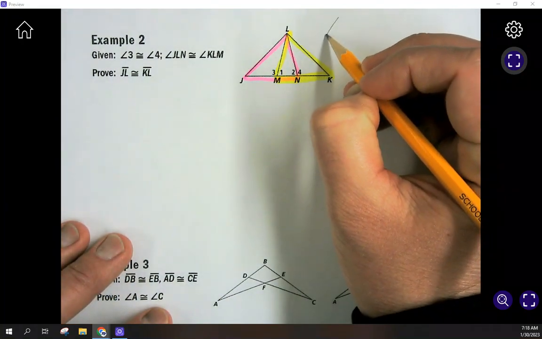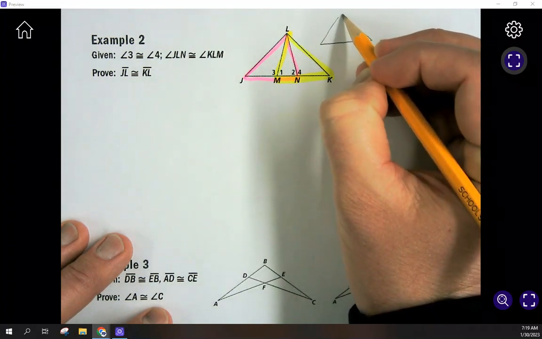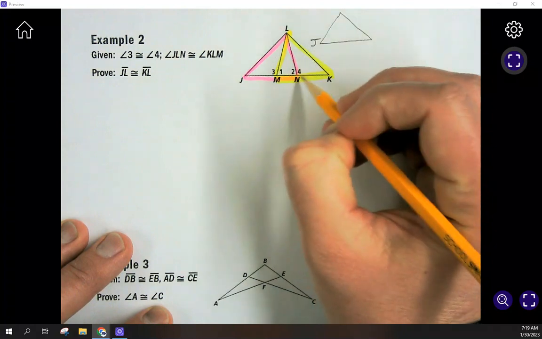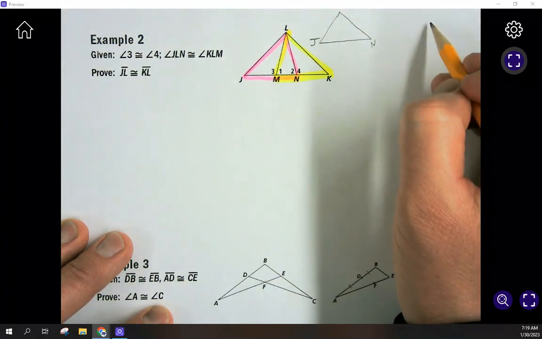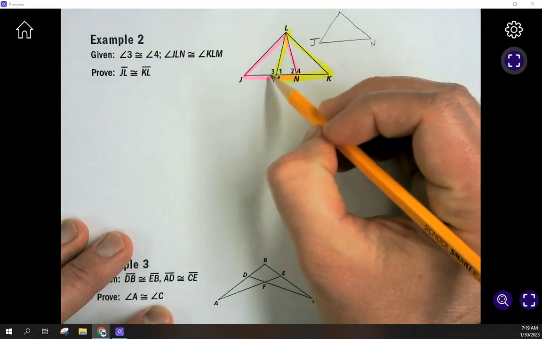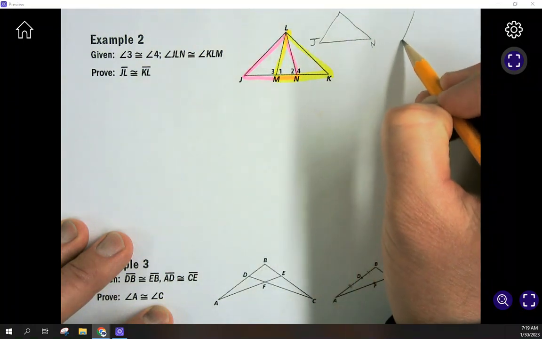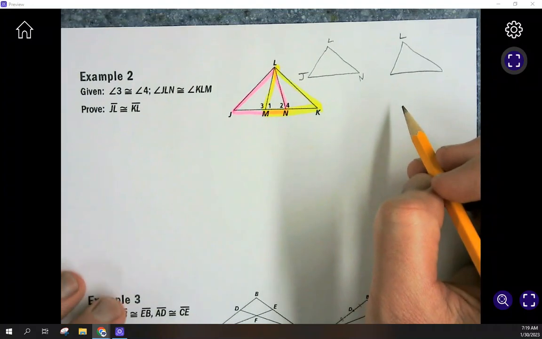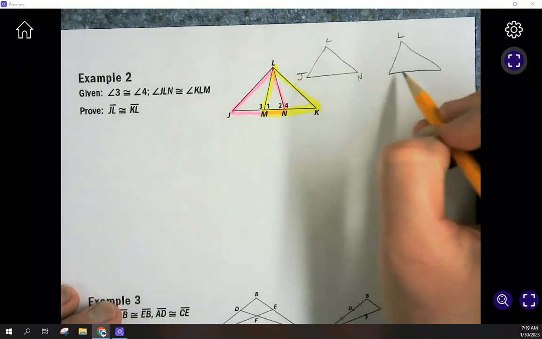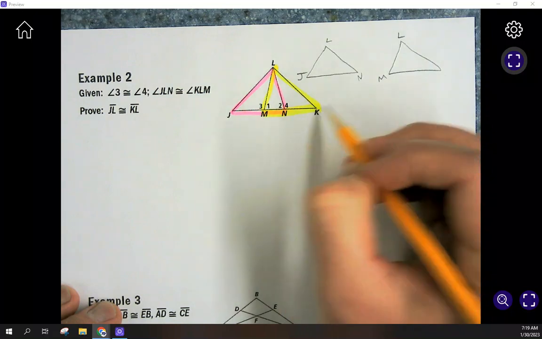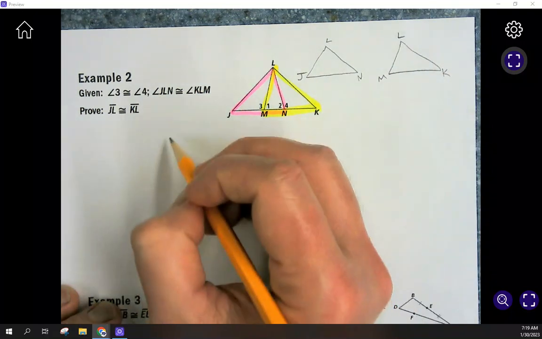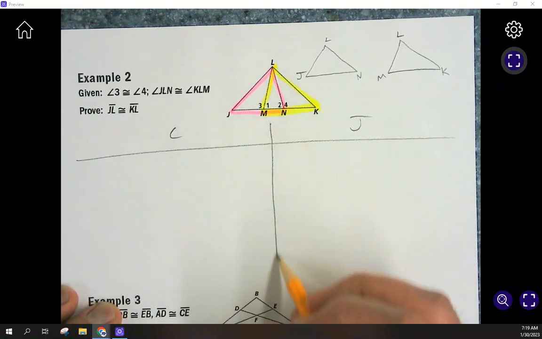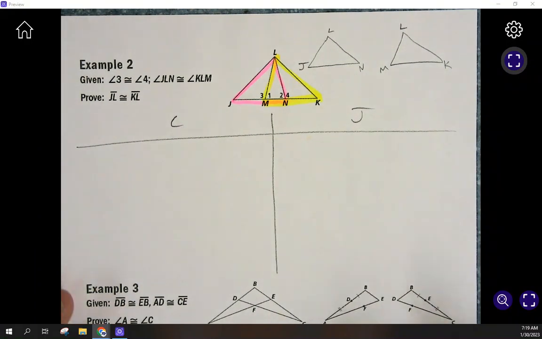Let's go ahead and redraw these as well. So up here we have L down to J over to N. And then over here, we're going to draw the yellow one. So I've got L down to M and over to K. So let's see what we've got here.